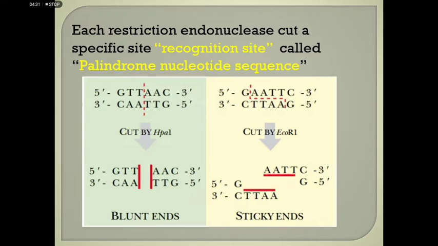Here it is GAATTC. From the 5' direction to the 3' direction, GAATTC is the same in the first strand, and if we look at the second strand from 5' to 3', it is also GAATTC. Only such a nucleotide sequence can be cut by these restriction endonucleases.